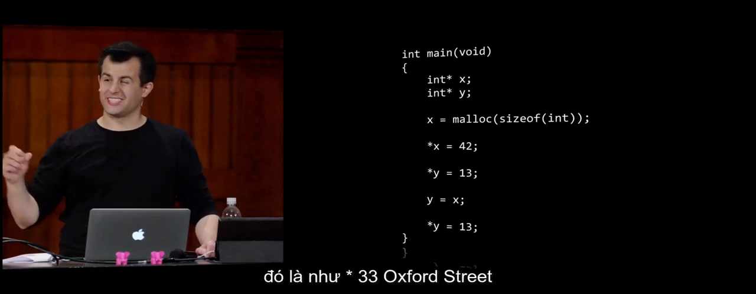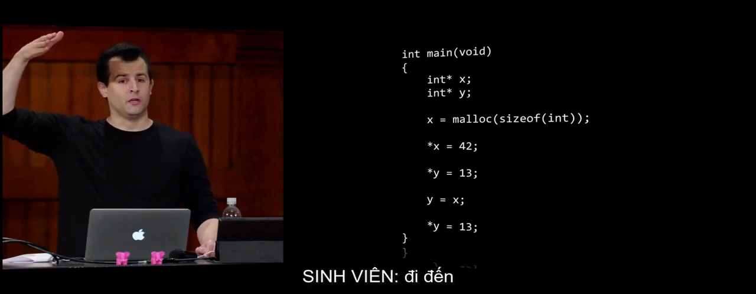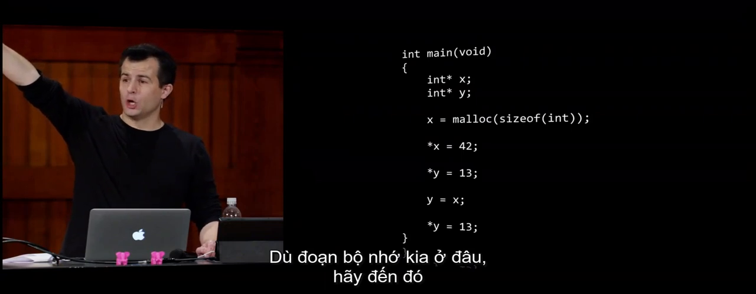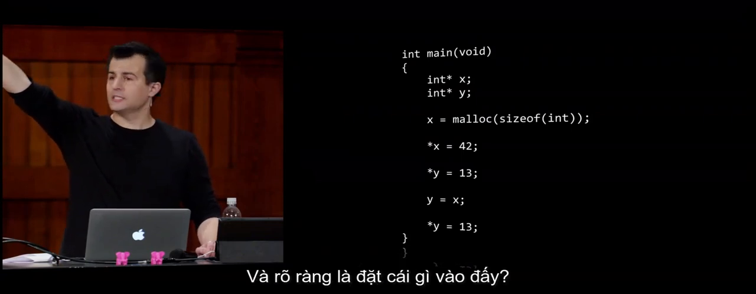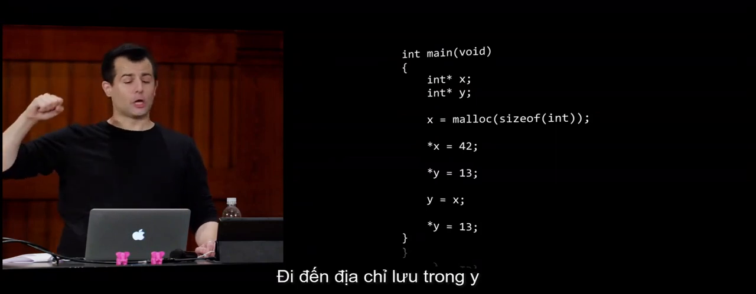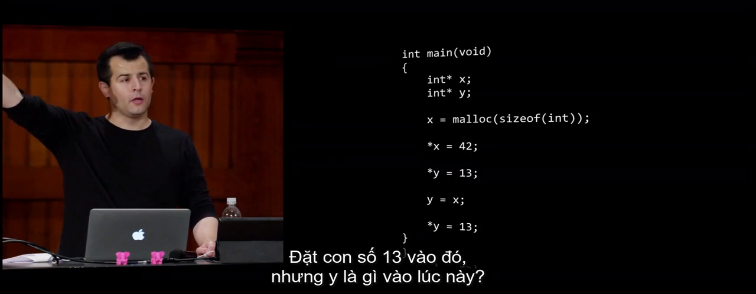Now, meanwhile, line 4 here, star x equals 42. Just to be clear, what's going on there? On the left-hand side, star x. That's like star 33 Oxford Street. So star x means what? Go to that address. Wherever that chunk of memory is, go to it and put what there, obviously? 42. All right, star y, same idea. Go to the address in y, put the number 13 there, but what is y at the moment?